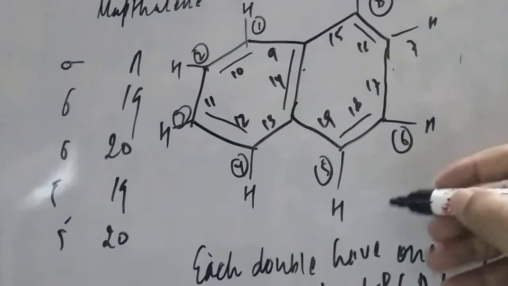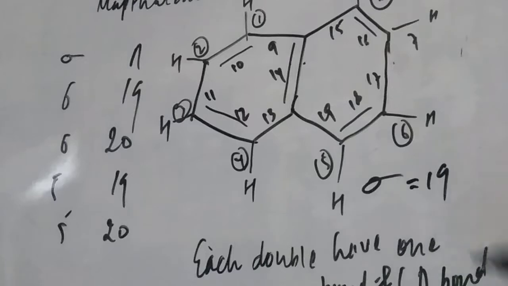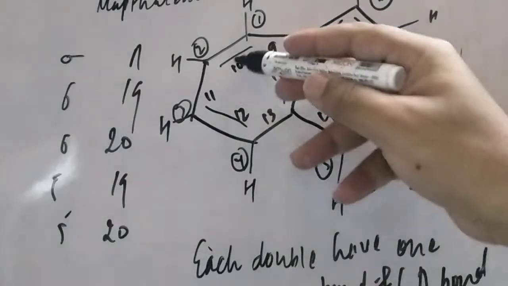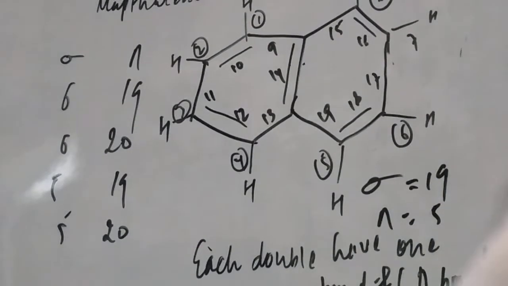So that is sigma bond. Sigma bond is equal to 19. Now check pi bond, how many, student? 1, 2, 3, 4, 5. So pi bond is 5. So 5 and 19, and let us go and match with the option, student.